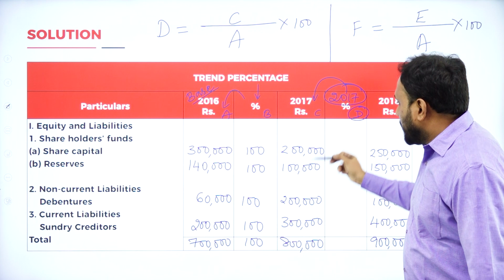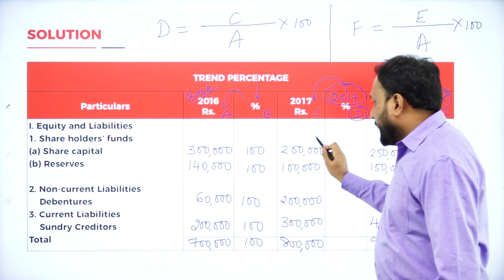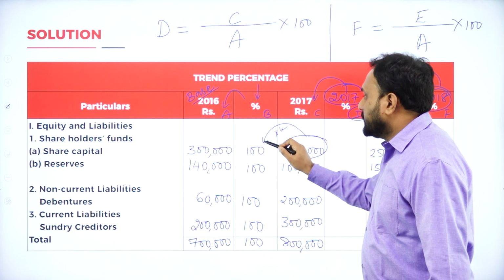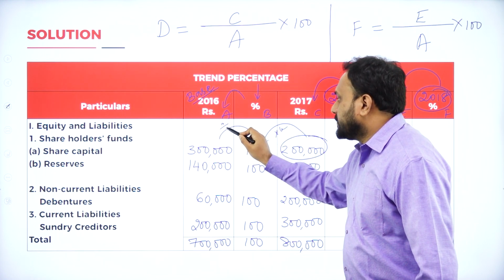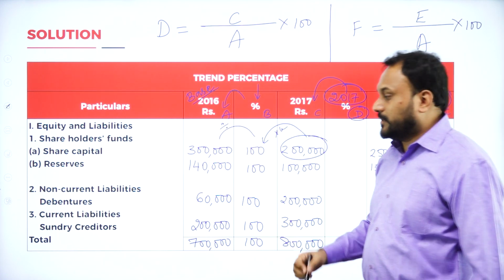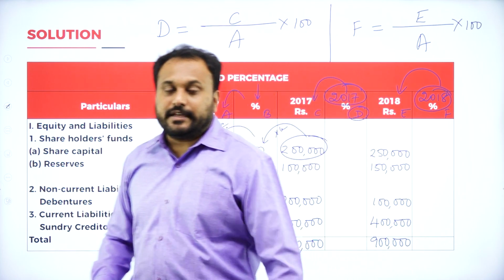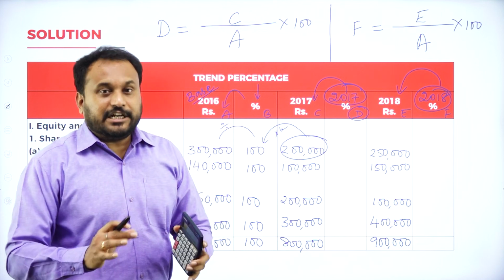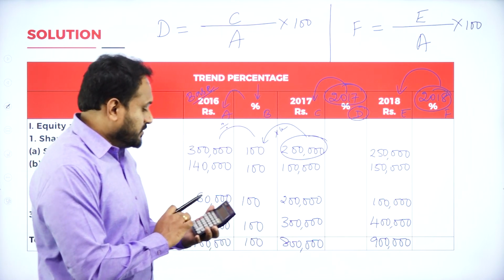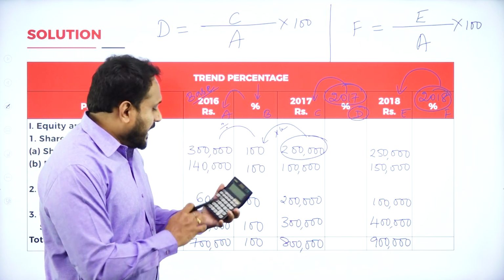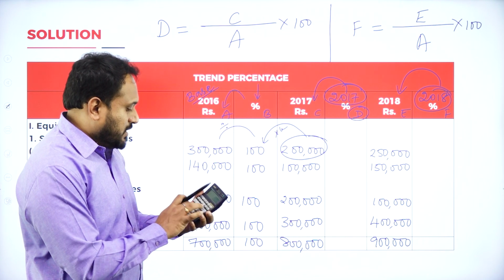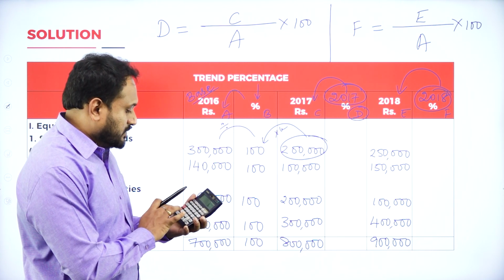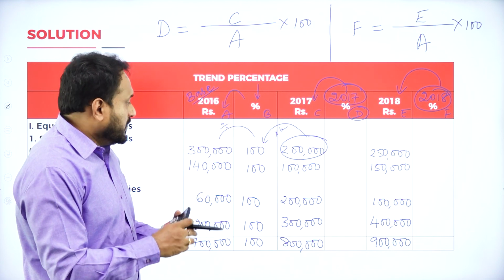So this is done. Now how to find this? 2 lakh into 100 divided by 3 lakh. This is how you all go with. So we'll take the calculator. Please use a calculator which is not scientific. So the thing is here, 2 lakh into 100 divided by 3 lakh. Done. Now understand.